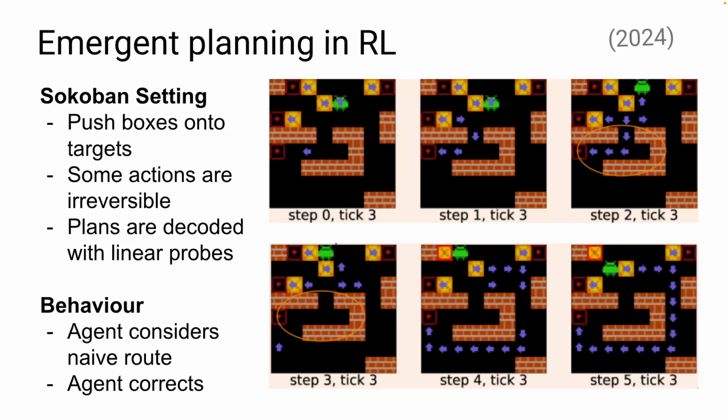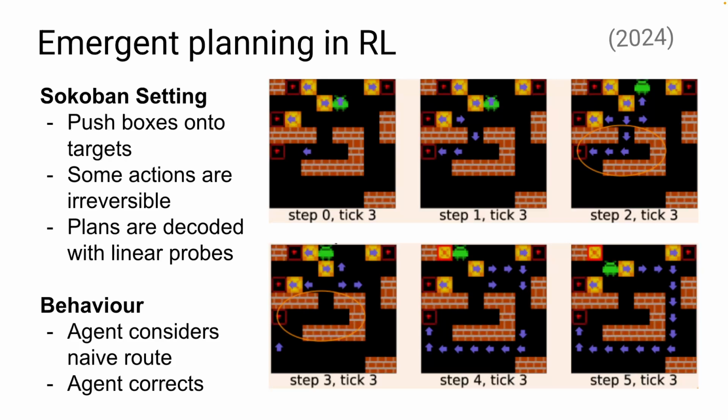Over the course of the first two steps, the agent has a look around and decides that it looks pretty promising to move the middle block down the shortest path to the target in the middle of the left-hand edge. So it considers this naive route, but there's a problem with this naive route in that it's actually impossible to get the block out of the corner for the agent. There's no way it can pull the block, it can only push the block. So if it were to take that naive route, the block would get stuck. At some point, the agent realizes this and then adapts its plan appropriately.